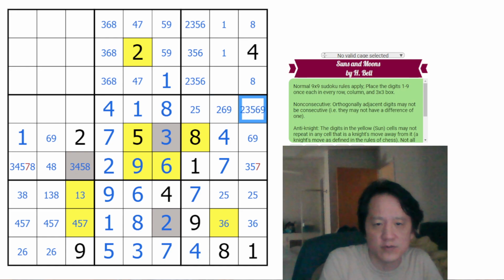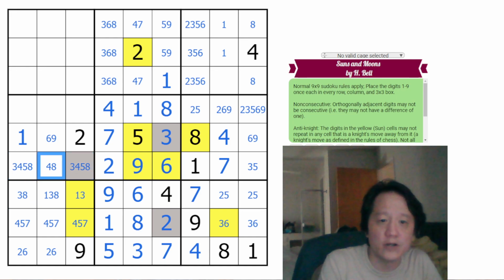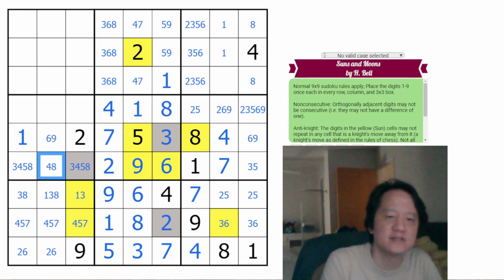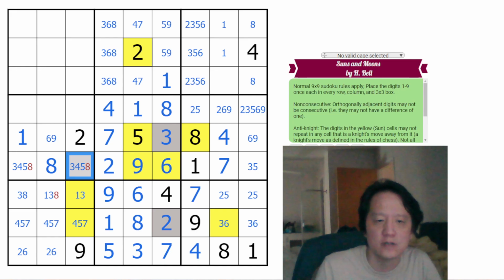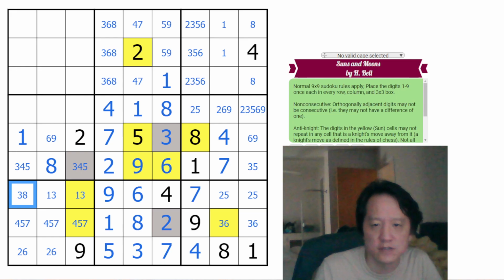This can't be 7. This can't be 7. This can't be 7. So one of 3 or 5 is here. So this cannot be 4 then. If this was 4, one of the 3 or 5s would have to be with it. So this has to be 8. So this cannot be 8, this can't be 8, this can't be 8. Therefore, this is the 8 here.